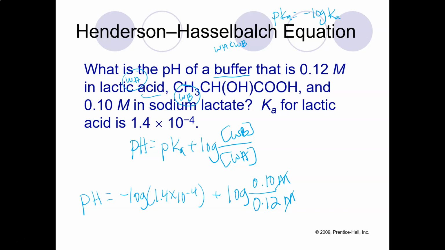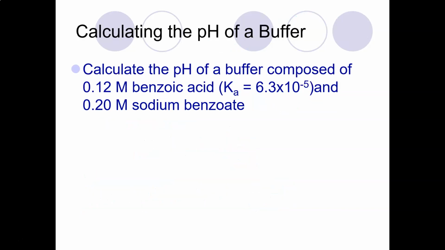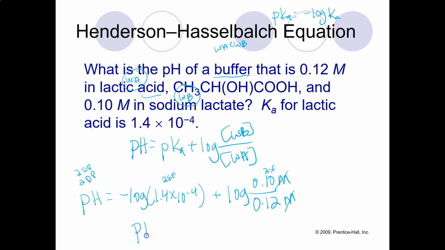So what I need to do are calculations, and both of them involve logs. So I need to look at sig figs and decimal places. This has 2 sig figs, so the answer will have 2 decimal places. These numbers have 2 sig figs, so the answer will have 2 decimal places. So I'm going to grab my calculator and do this, and my answer should have 2 decimal places. What I got to 2 decimal places is 3.77. That would be the pH of this buffer.